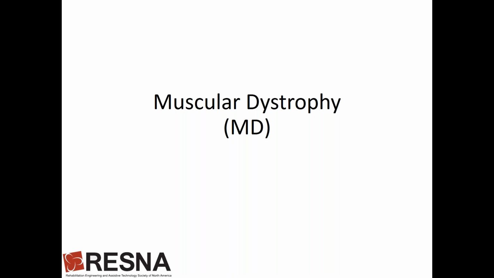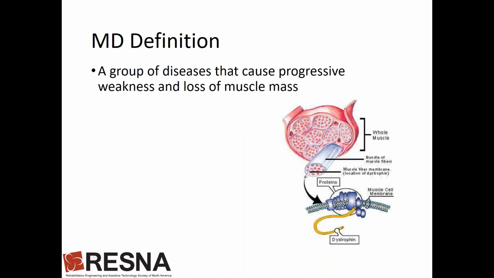Okay. So think about it. We have had multiple sclerosis. We had ALS. We had spinal muscular atrophy. Now we're talking about muscular dystrophy. This is also a progressive disease, and it causes weakness and loss of muscle mass. So if you look at this picture, I'm a big picture person.